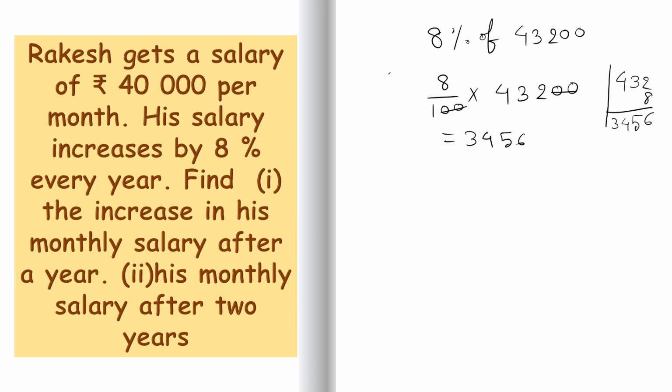So do you think his salary is 3 4 5 6 after 2 years? Previously his salary used to be 40,000. After 1 year it was 43,200. So what is this? 3, 4, 5, 6. It is increase in salary. This is not the salary. This is increase in his salary for the second year.